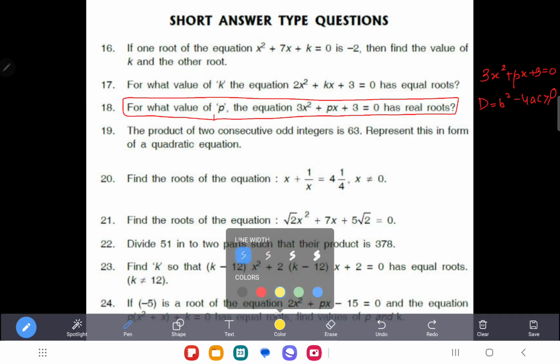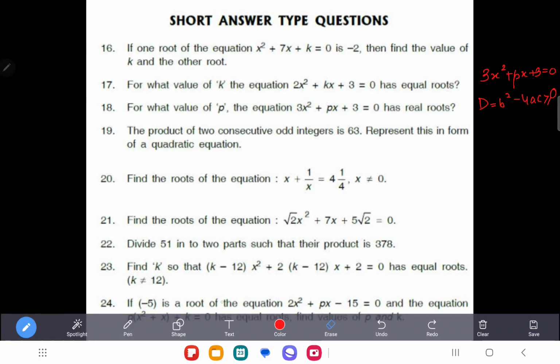So b is going to be what? B is going to be p. Because if I compare my quadratic equation with ax square plus bx plus c, I hope you're understanding that a would be 3, b would be p, and c would be 3. Isn't it? So it is going to become p square minus 4ac, and that should be 0 or greater than 0.